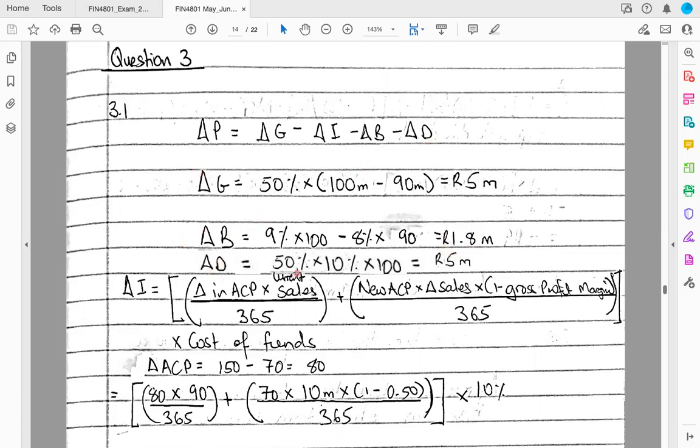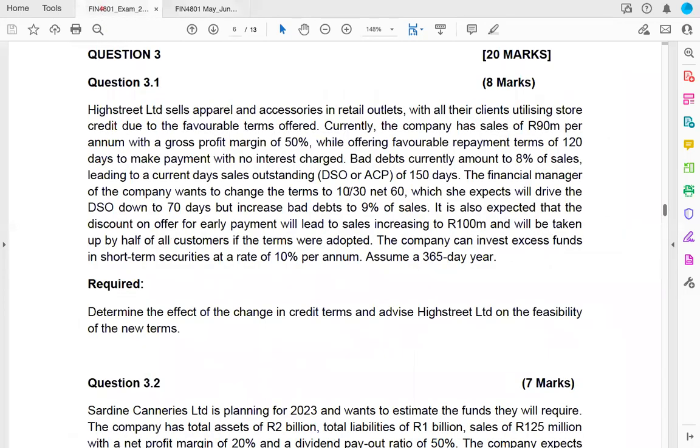Then the next thing we look at is change in discounts. So we've been told that the company wants to change terms to 10/30 net 60, meaning you get a 10% discount if you pay within 30 days. And we've been told that because of the discount on offer for early payment, sales are going to go up to 100 million, and half of customers are going to take this discount. So it means half of customers are going to get a 10% discount.